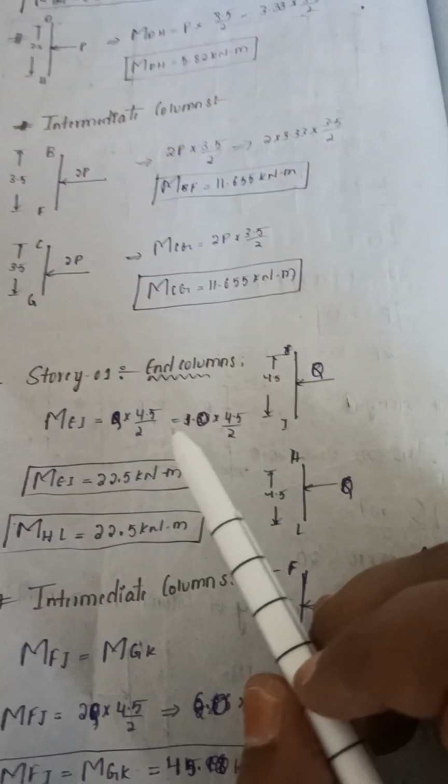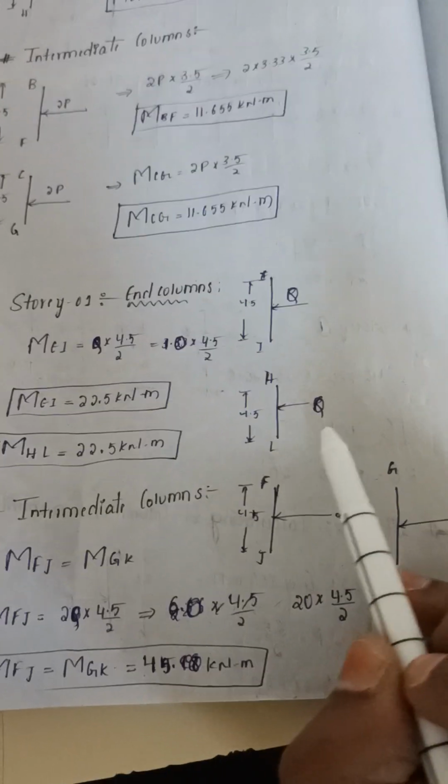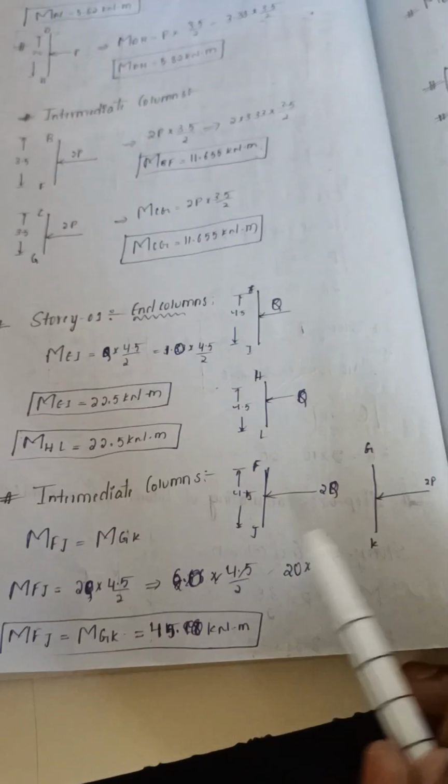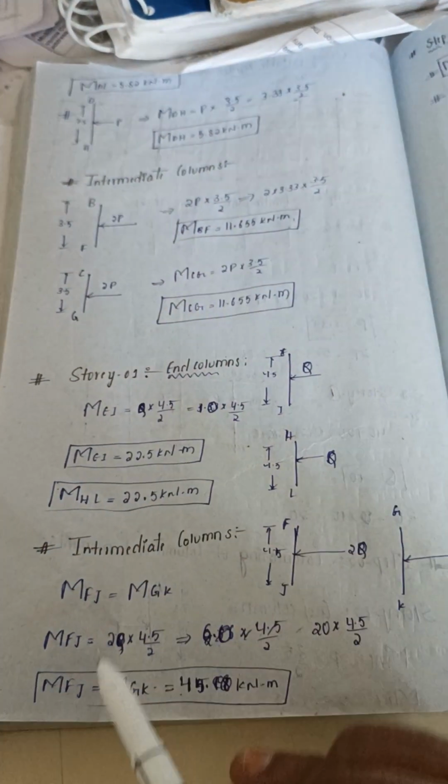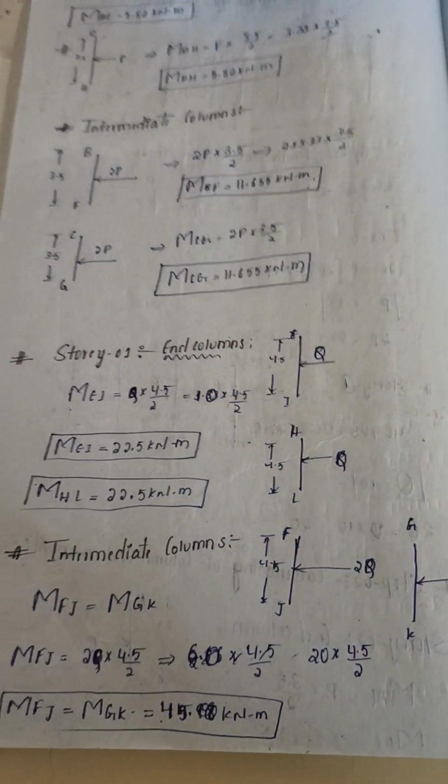This is for story 1. Story 2. Next for story 1, Q into half of distance, 2Q into half of distance, 2Q into half of distance. So from here we have found all the column end moments in this step.